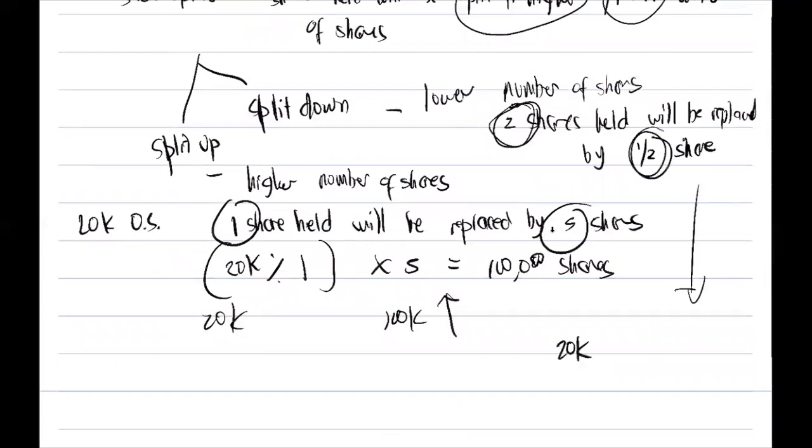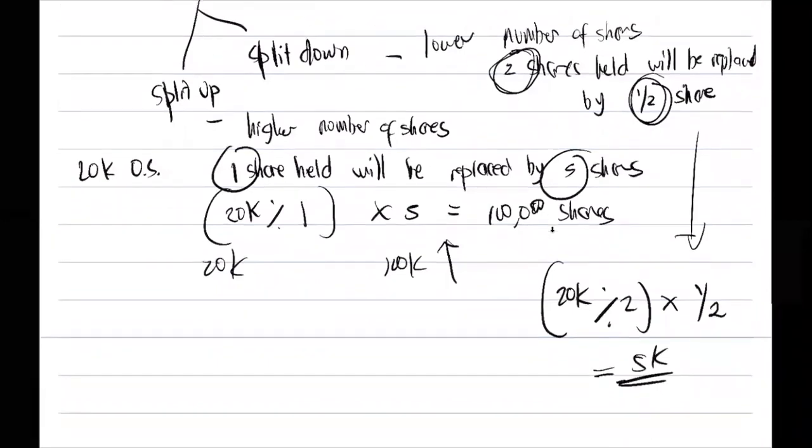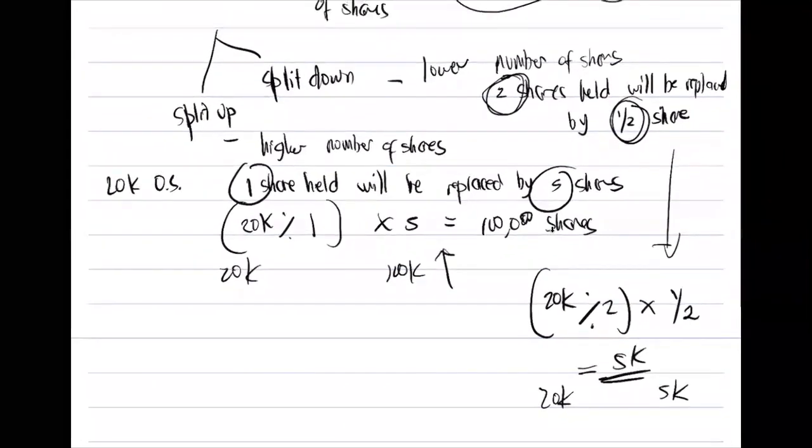So kung 20,000 yung shares mo, i-divide mo daw sa 2 kasi kailangan yan. So every 2 shares held, maging 1/2 lang siya. I-multiply mo dun sa kapalit niya, 1/2. So ilan na lang yan? 5,000 shares. So from 20,000 shares, naging 5,000 shares siya.